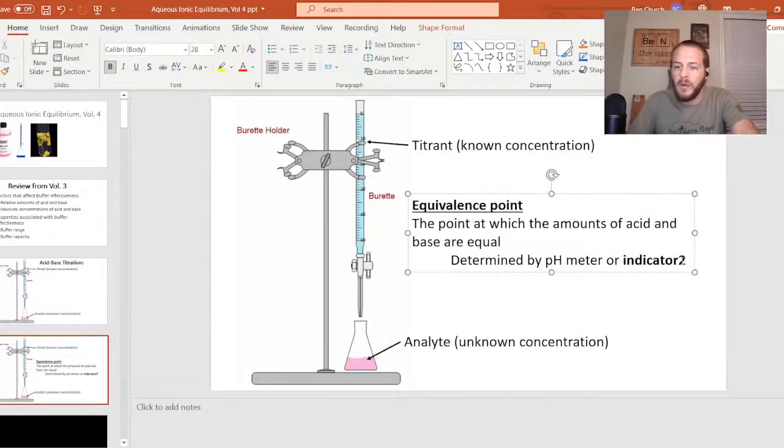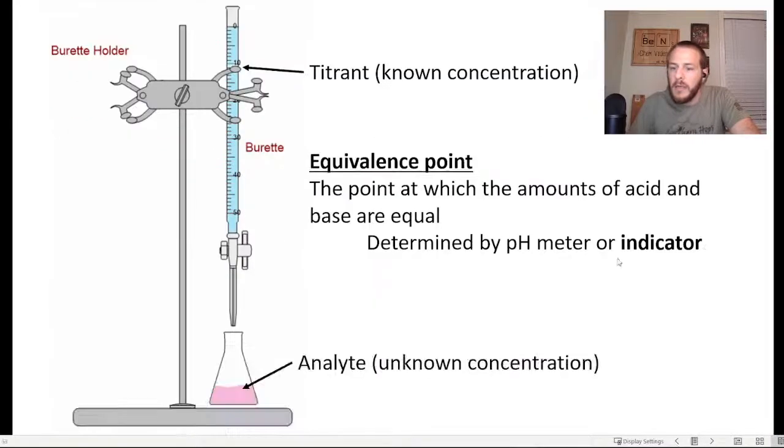So a pH meter or an indicator, and an indicator is a substance whose color depends on the pH. So it'll actually change colors when you reach a given pH, and the indicator will be chosen such that it changes color over the equivalence point of that particular acid-base reaction.